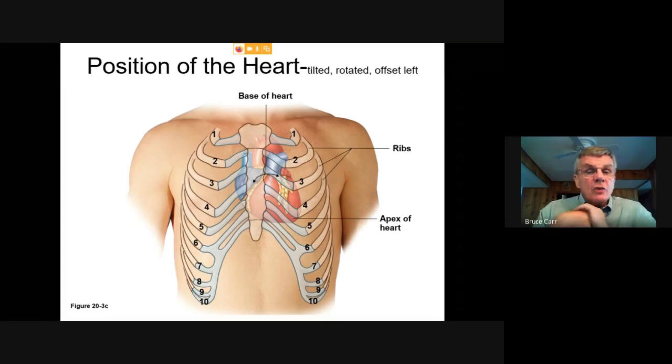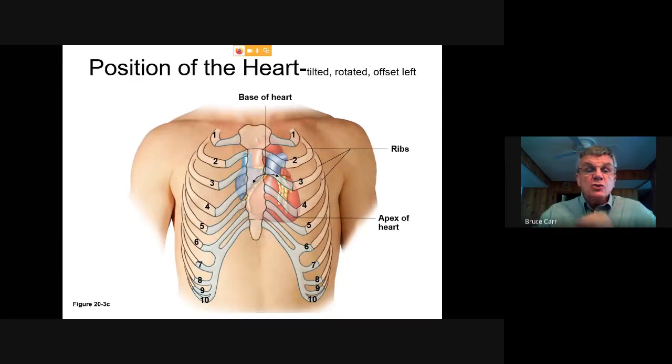The position of the heart is not central. The four-chambered heart, with two atria above and two ventricles below, is tilted, meaning that if you take the septum or a midline of the heart, it is tilted relative to the sternum. It is rotated so that from the anterior position, as we see here, you're seeing more of the right side of the heart. And it is actually shifted to the left.